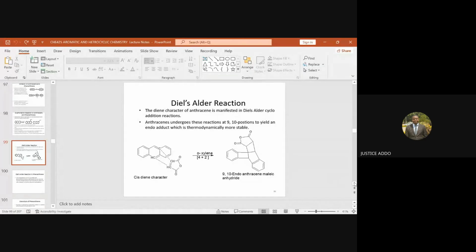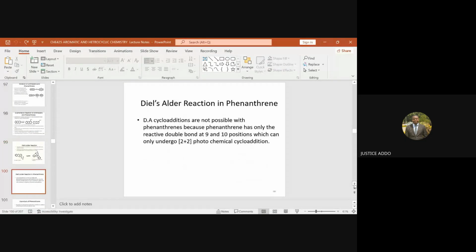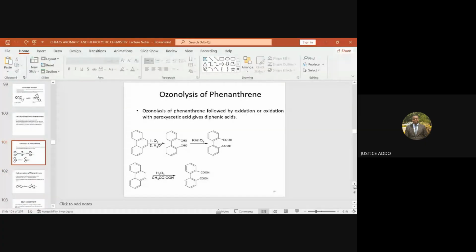The Diels-Alder reaction, you know, I taught you organic reaction mechanism, right? Yes, Doc. Unfortunately, that one was so voluminous that the photochemistry aspect of it, we couldn't reach there. Okay, so this is one of the reactions that can also take place in anthracene. Don't worry yourself with that one too much.